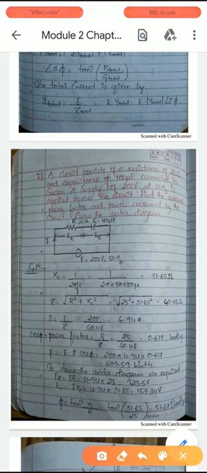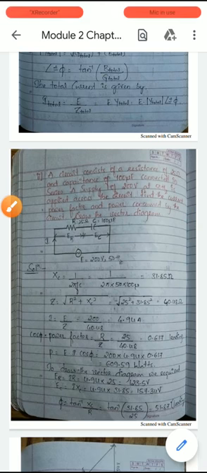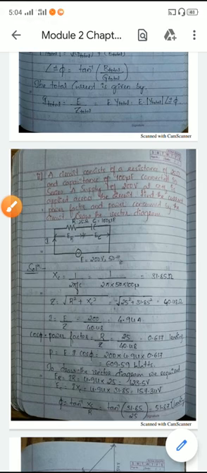Now, in order to solve this problem, first we require the capacitive reactance, and we know the formula for capacitive reactance: Xc is equal to 1 divided by 2 pi f c, or Xc is equal to 1 divided by omega c. With f as 50 hertz, we will get Xc is equal to 31.85 ohms, right?